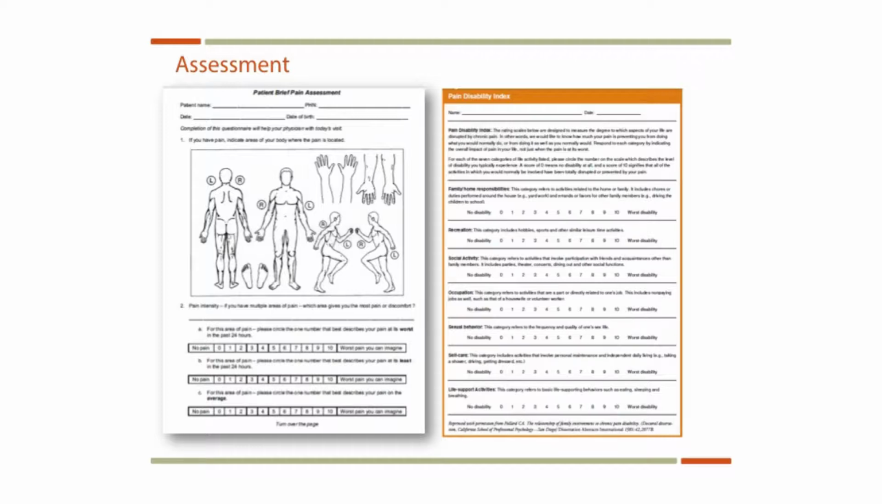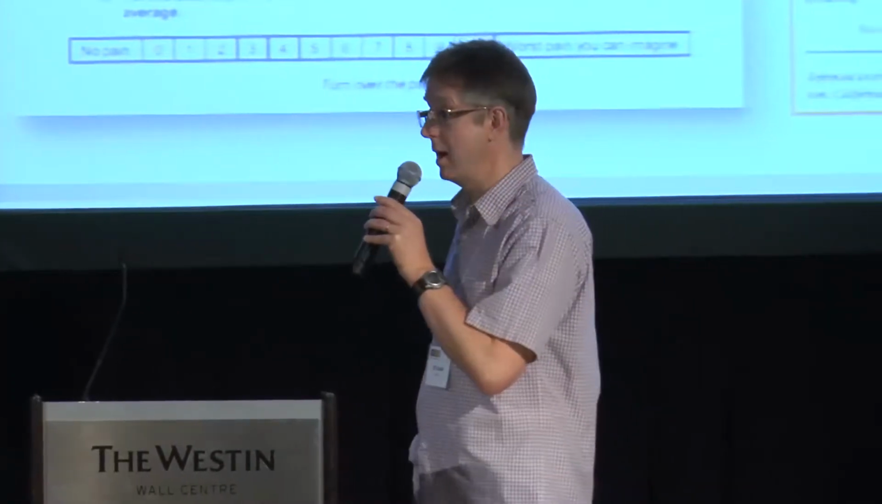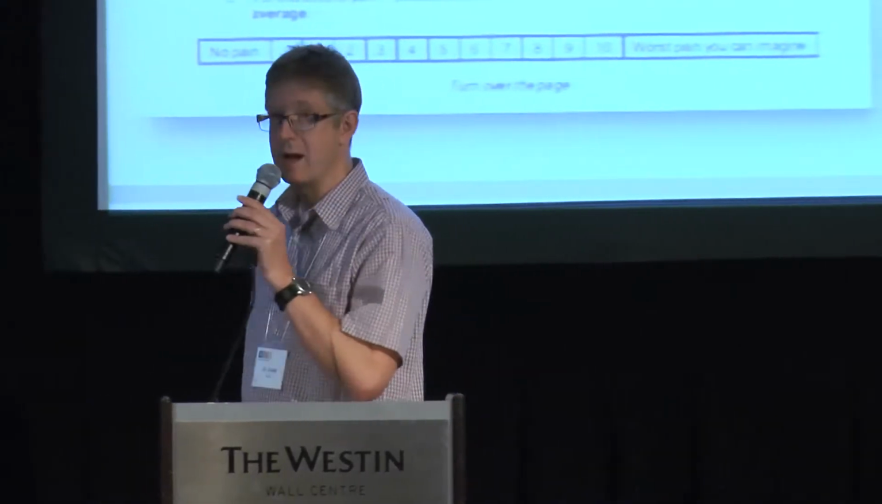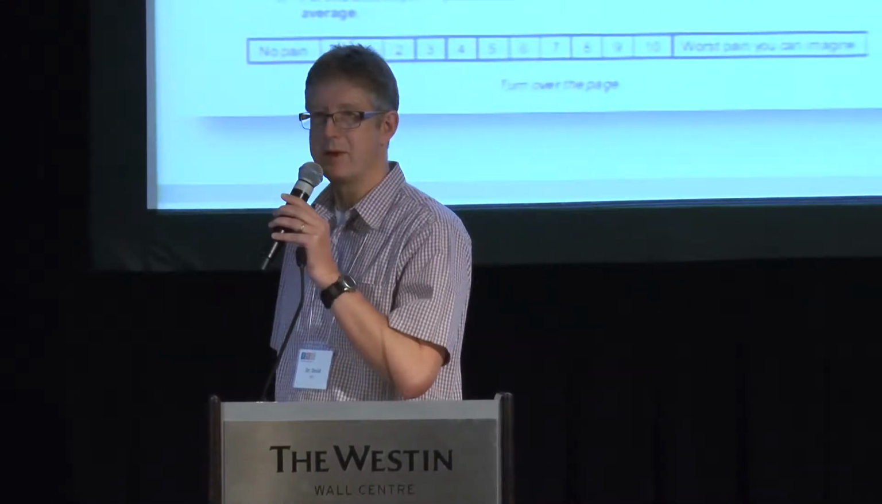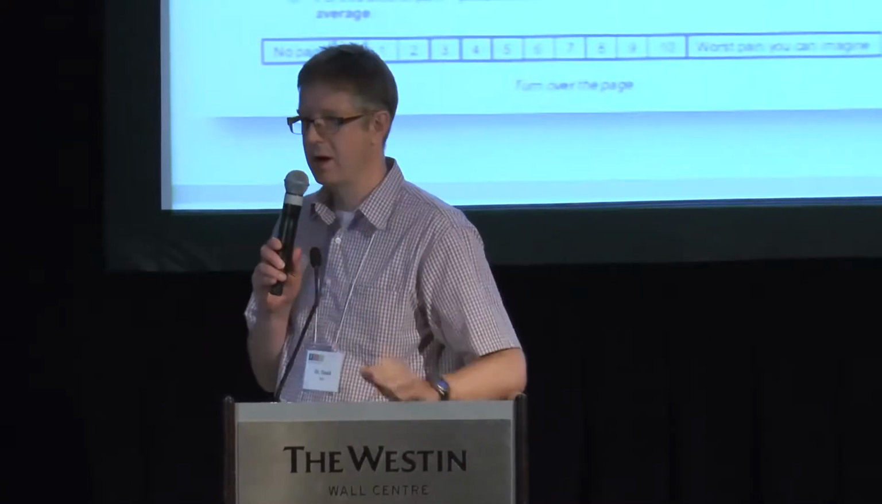You could also use something called the pain disability index instead of the pain interference part, and that's David's preference, so I'll let him speak about that. Well, I used basically 2 elements from the BPI. I used the pain diagram, and I probably make more diagnoses from the pain diagram than I do from any other part of my assessment tool.